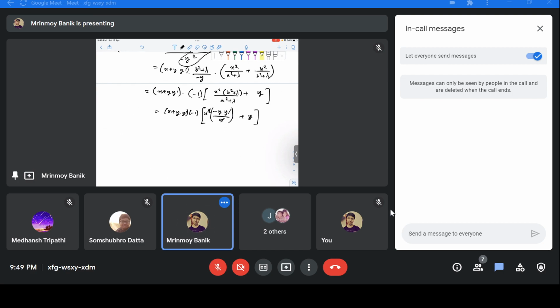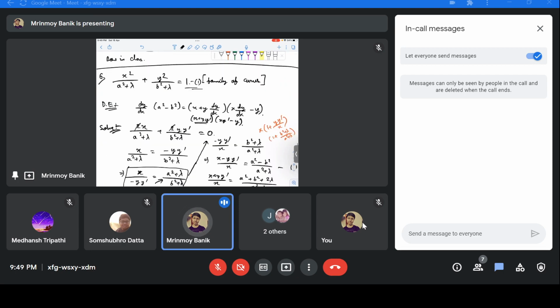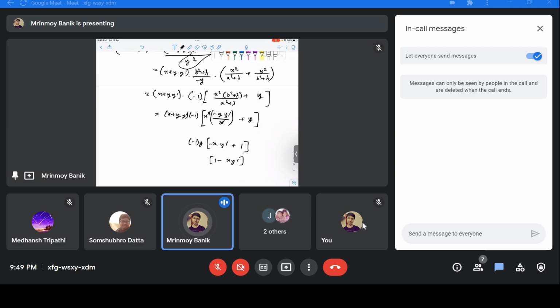So what is this? So if we take minus y common, we have x y dashed minus x y dashed plus 1, 1, right? Yeah. So this is 1 minus x y dashed. What do we need to show? So now we are getting a y extra. That's strange.